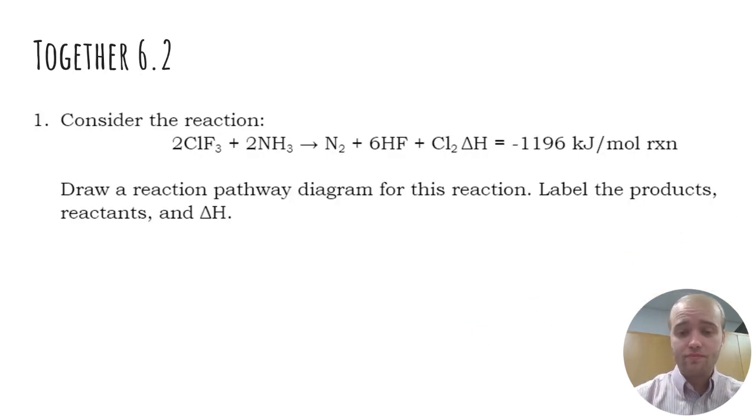So having said all of that, let's do a practice problem together really fast. This practice problem says, consider the reaction. We have two molecules of ClF3 and 2 molecules of ammonia, NH3, reacting to form a molecule of N2, 6 molecules of HF, and 1 molecule of Cl2 with a delta H of negative 1,196 kilojoules per mole for the reaction. What this wants you to do is draw a reaction pathway diagram for this reaction. Label the products, reactants, and delta H.